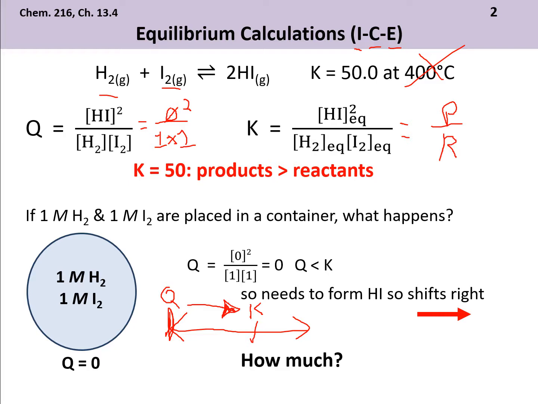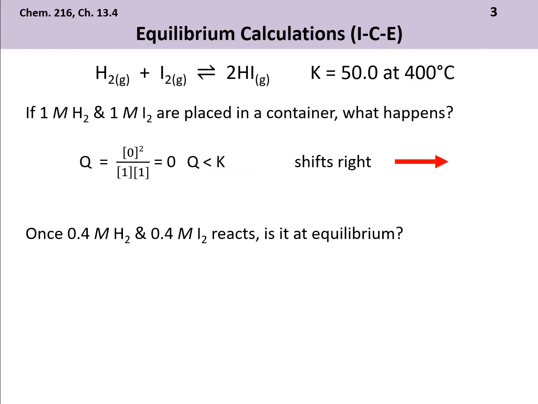But now the question is, how much do we shift? Let's go through some stuff and try to figure this out. Let's say that we start off with 1 molar H2 and 1 molar I2, and we're told that 0.4 molar H2 and 0.4 molar I2 reacts. Let's see if this is at equilibrium. First, I started off with 1 molar, and 0.4 molar reacts. So that means I'm going to have 0.6 molar H2.